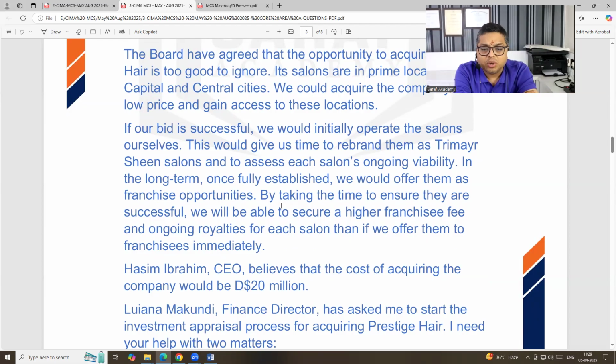This would give us time to rebrand them as our upmarket salons, because our upmarket salon name is different, and to assess each salon's ongoing viability. These salons in different locations, we will be able to acquire, we will rebrand them, and we will be able to analyze the performance of each one.